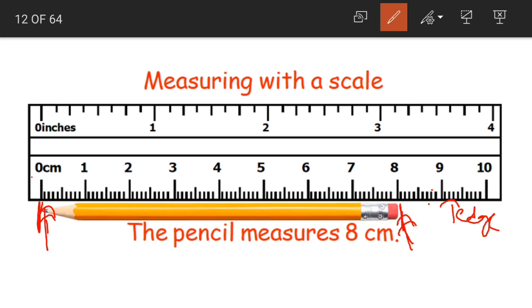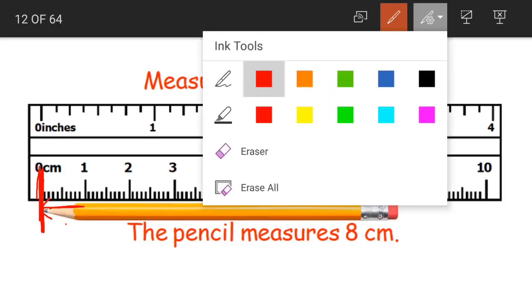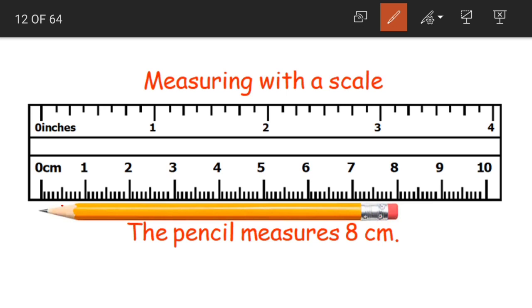Now we have to make sure that the 0 of our scale, here 0 centimeters, and you are able to see this line. Understood? You are able to see this line, right? So this line should coincide with one of the end points. Coincide. It should be in the same line. The end point of the object and our 0 centimeter line, the both should be on the same line. That is called coinciding.